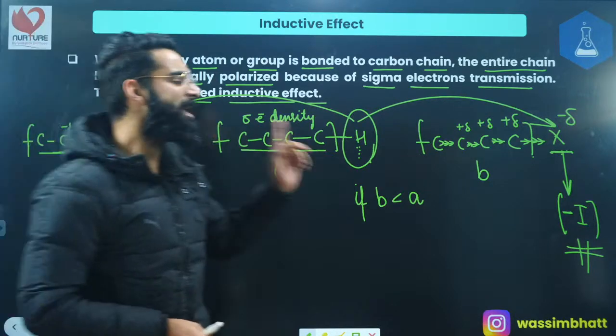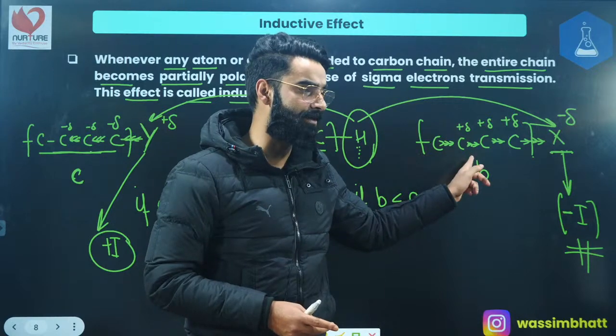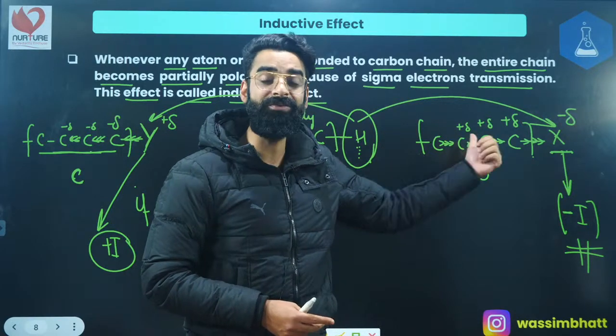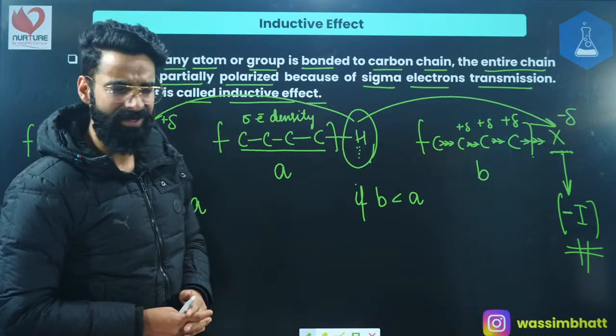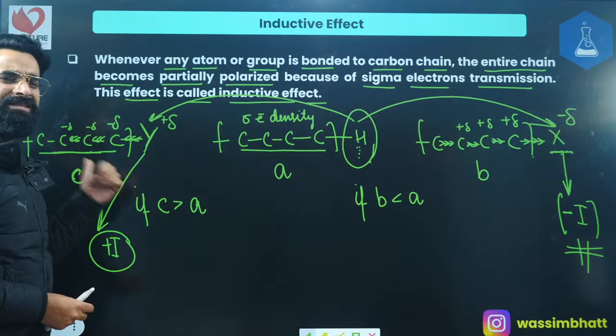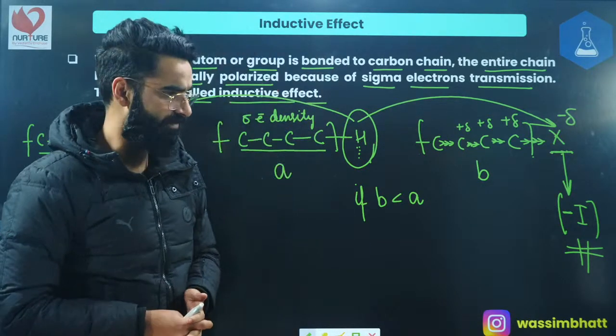Okay, and any atom or group which decreases the sigma electron density in the chain, we say that atom or group shows minus I effect. And any atom or group which increases the sigma electron density in the chain, we say that atom or group of atoms shows plus I effect, right?